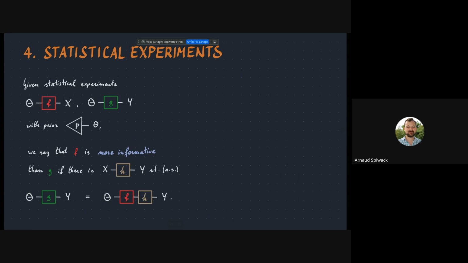We can say more. Why do we care about statistical experiments? Because we can compare them. So suppose we have 2 statistical experiments with the same prior. We say that F is more informative than G if, after doing F, you can reconstruct G by just experimenting a little bit more, like F corrupts your data a little bit more, and now you have G. That means that G as an experiment is not as good as F, is it?